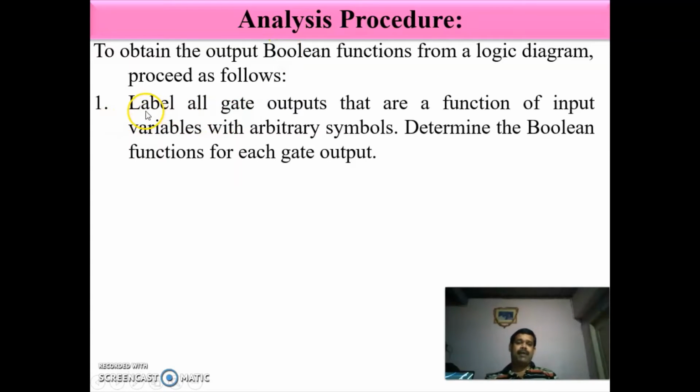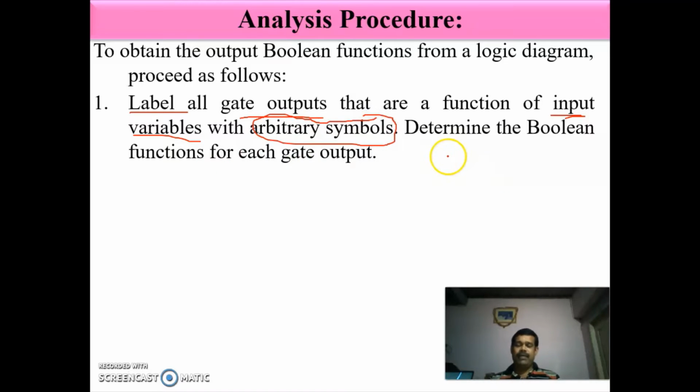The first step is we have to label all gate outputs. You know that in combinational circuit we'll be having logic gates. By using logic gates only, we will be designing that combinational circuit. So, in order to get the Boolean function from the logic diagram, first we have to label all the gate outputs that are the function of input variables with some arbitrary symbols.